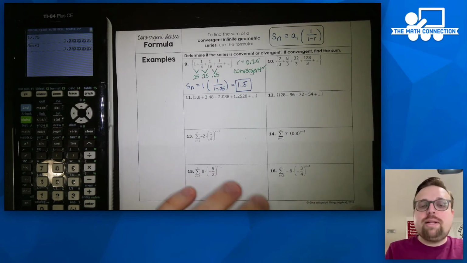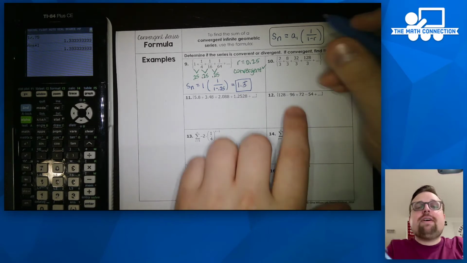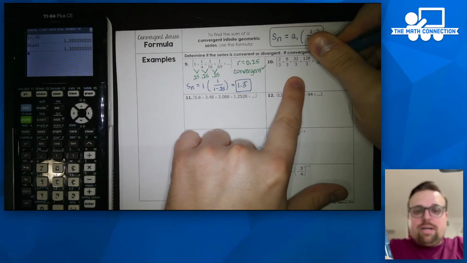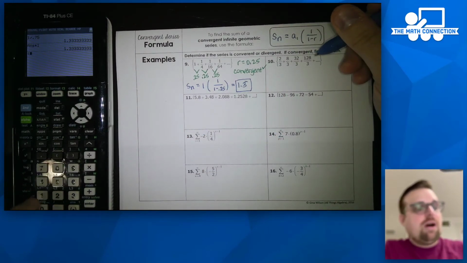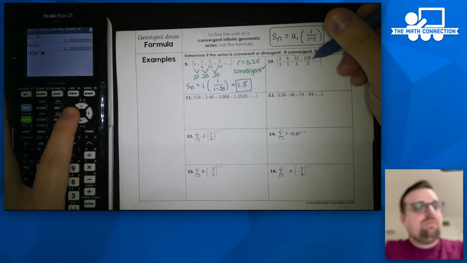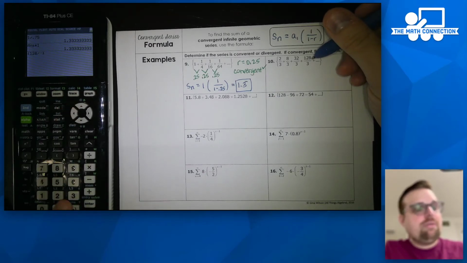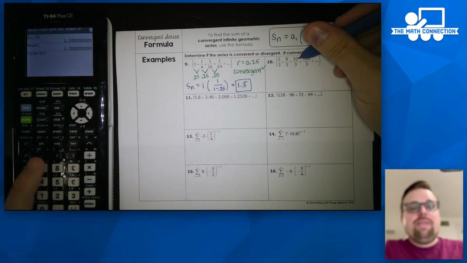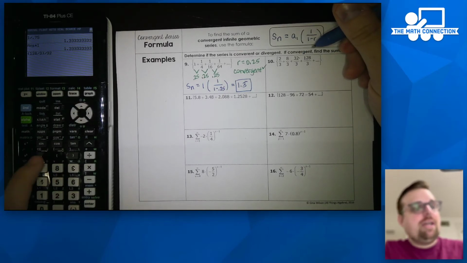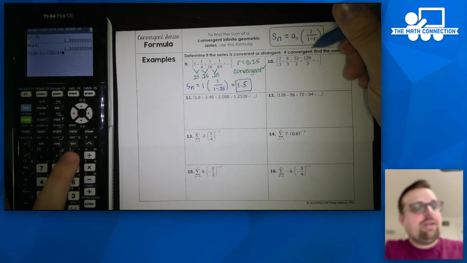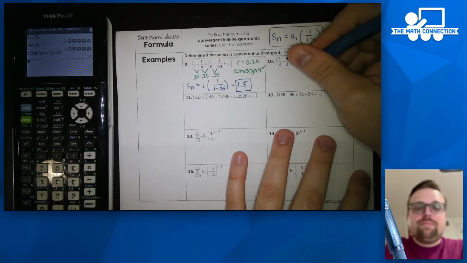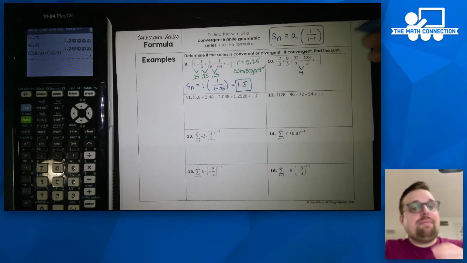Okay, so let's check out number 10. We need to find the r value here. So let's start at the right, and we'll do 128 over 3. Whoops, put that correctly in the calculator. And we divide by the term before it, which is, in parentheses, 32 over 3. And we get 4. And let's do the same thing again.